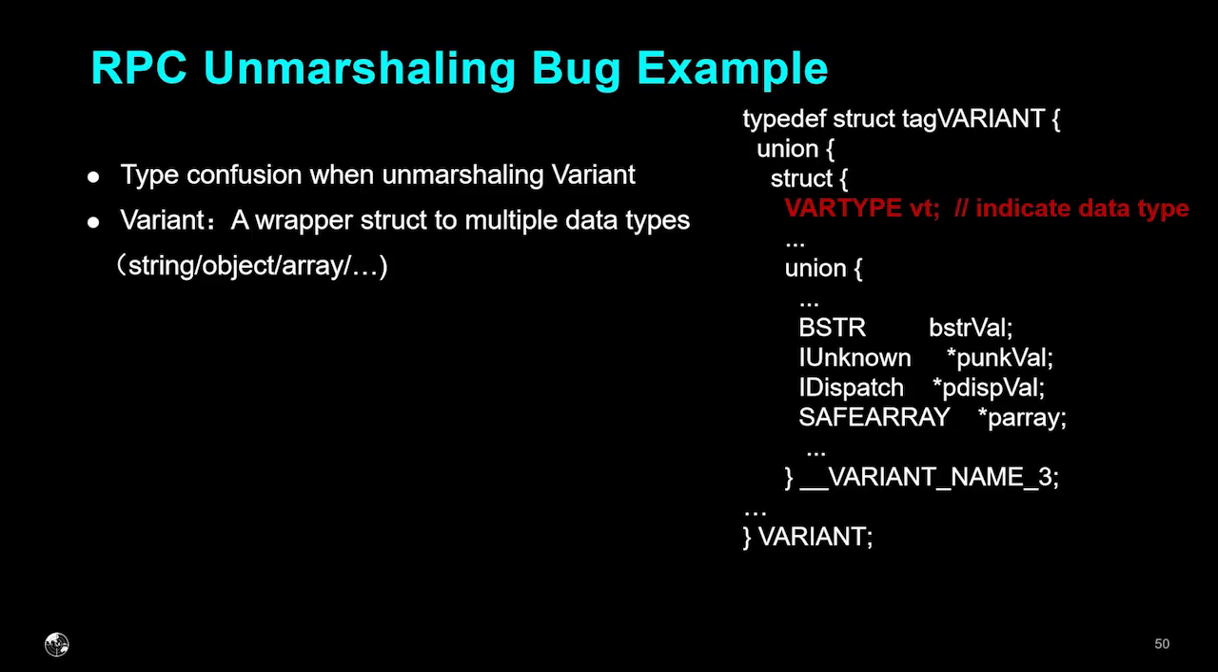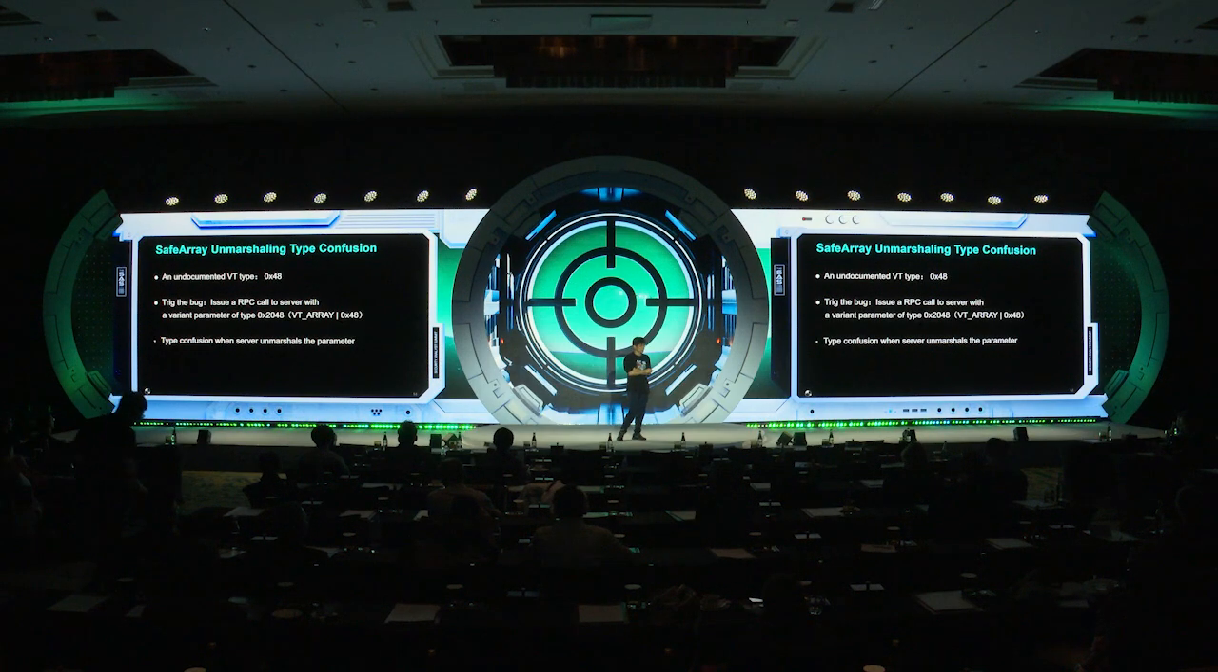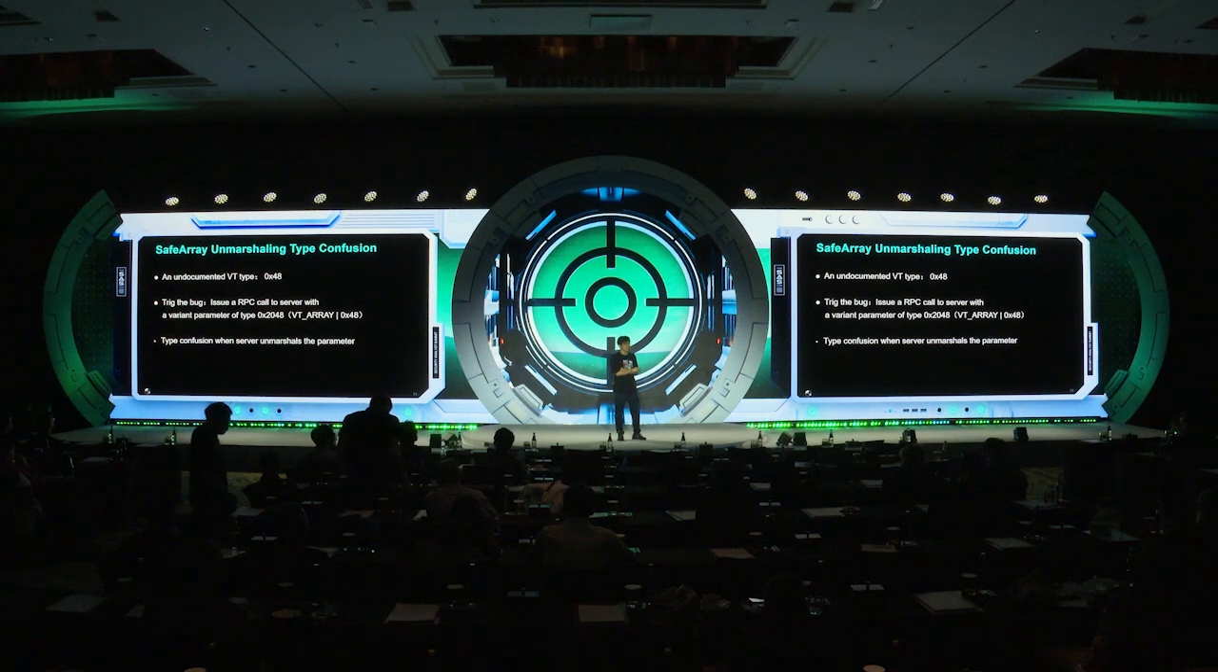And here is an example of an RPC unmarshalling bug, which is a type confusion bug when the server tries to unmarshal a special safe array with a particular VT type. When we dug into the RPC unmarshalling logic, we noticed an undocumented VT type, 0x48. So a remote attacker can simply trigger this bug by sending a safe array RPC parameter with this VT type, and the server gets a type confusion when it tries to unmarshal the parameter.